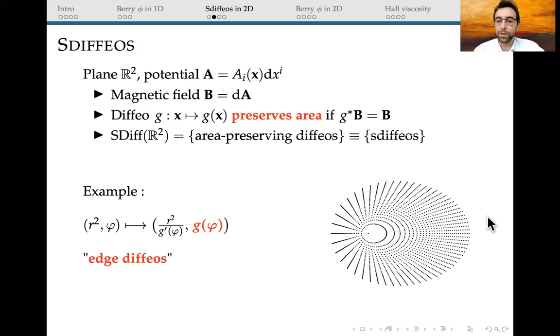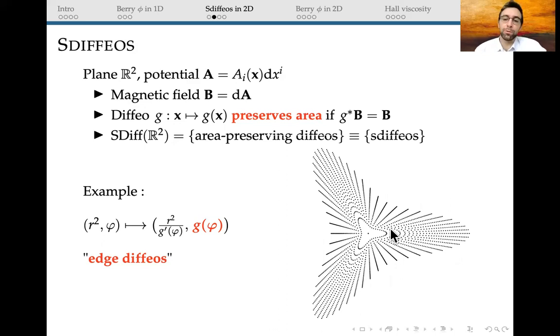So here's another example, which is perhaps a bit more interesting, where you're pinching the circle in three directions and thereby increasing the radial density along these directions and decreasing the radial density along these directions here. Again, those are the typical diffeos that I want to keep in mind. And these specifically are edge diffeos. In particular, I should mention that edge diffeos will eventually give rise to Hall viscosity. So again, I'm showing them with a very specific purpose in mind.